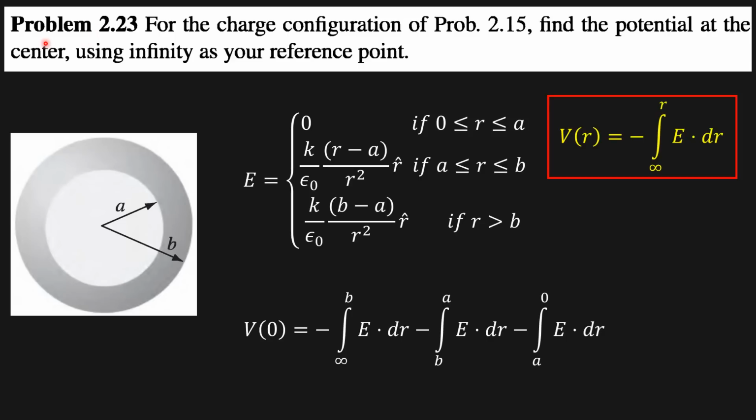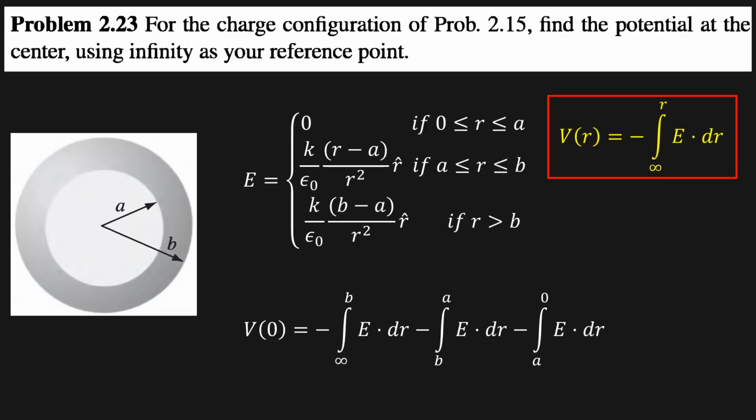And now we will solve problem 2.23. Problem 2.23 is for the charge configuration of problem 2.15. Find the potential at the center using infinity as your reference point. The configuration in problem 2.15 is a spherical shell of inner radius a and outer radius b. So now, let us take the electric field from the point 0 to a.